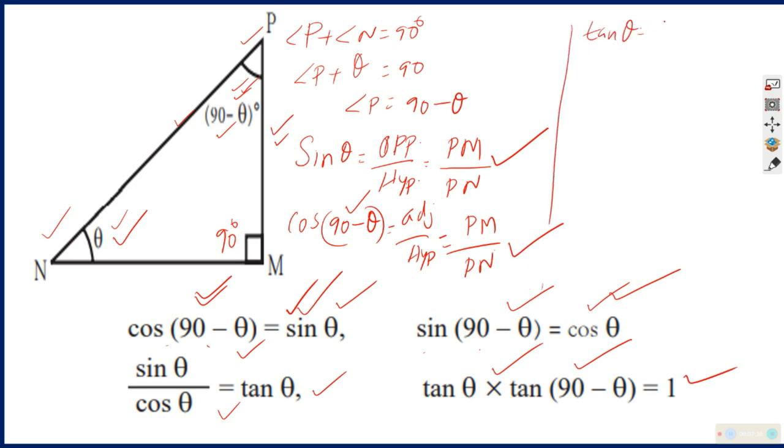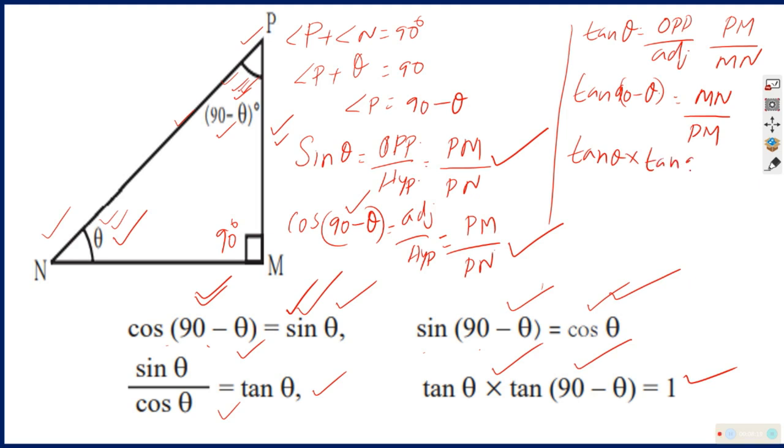Tan theta means opposite side upon adjacent side. So theta is this angle, opposite side is Pm, and adjacent side is Mn. Now tan 90 minus theta means we have to consider this angle, this is 90 minus theta, opposite side is Mn, and adjacent side of 90 minus theta is nothing but Pm. Now the question is multiplying these two, tan theta into tan 90 minus theta. That means we will multiply Pm upon Mn into Mn upon Pm. So naturally we will get 1 as the answer. That is what is written here.